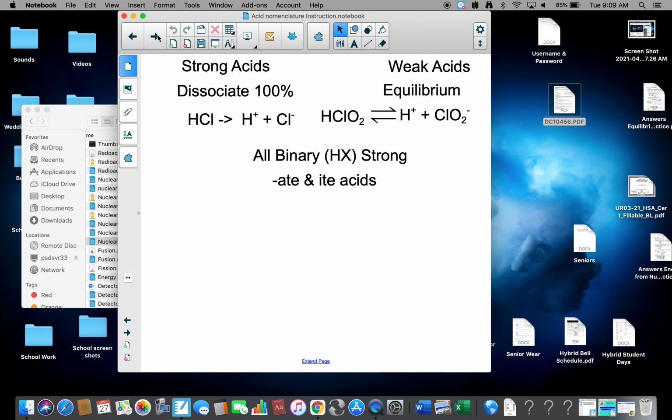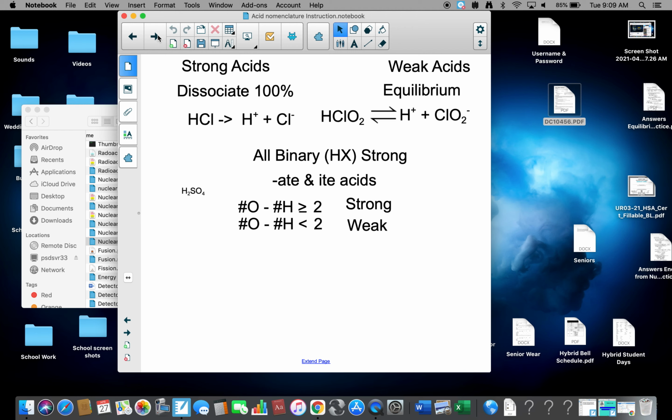So how do we distinguish between strong and weak? Well, we're making an assumption that all binaries are strong. So if it's HCl, HF, HI, H2S, all those are going to be strong. For ates and ites, what we do is we take the number of oxygens, subtract the number of hydrogens. If that number is greater than or equal to 2, then it's strong. Less than 2, it's weak.